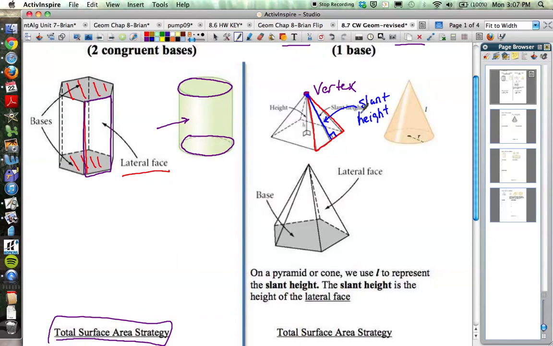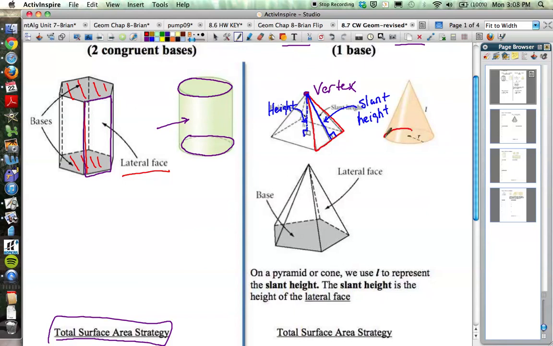The pyramid is going to have an actual height that we are going to need to consider here. So the actual height is if you draw a line straight down from the top of the pyramid, from the vertex to the base, and that is going to be the pyramid's actual height. So there's a slant height, and then there's a height of the pyramid. And the same thing is sort of true in a cone.